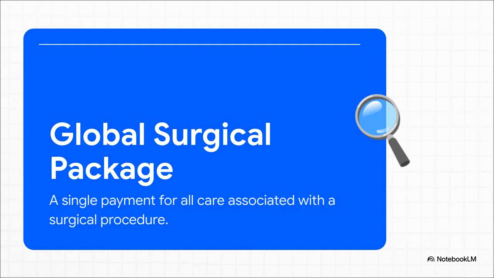So what exactly is a global surgical package? Well, think of it like a bundle deal. It's a single payment for all care associated with a surgical procedure, which bundles the normal post-operative care into the main fee. Basically, the payer views the surgery and the standard recovery care as one single continuous package, rather than individual billable events. If a surgeon operates on a patient, the insurance company assumes that surgeon is also going to check on that patient's recovery. They pay for it all upfront in one lump sum.